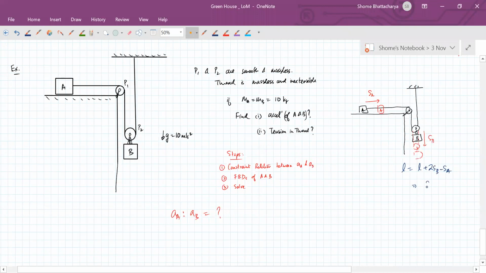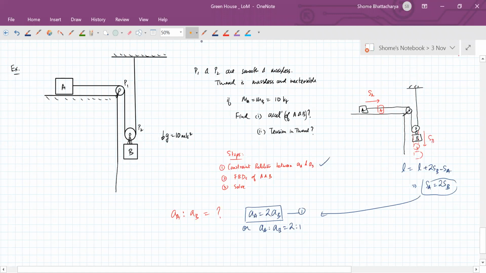So the amount of thread released from A's side should be equal to the amount of thread pulled by B. B is pulling 2 times SB amount of thread, so A should be releasing SA, which is 2 times SB. This tells us that the acceleration of A should be twice the acceleration of B, or the ratio of their accelerations is 2 is to 1. So this is my first equation, the constraint relation equation.